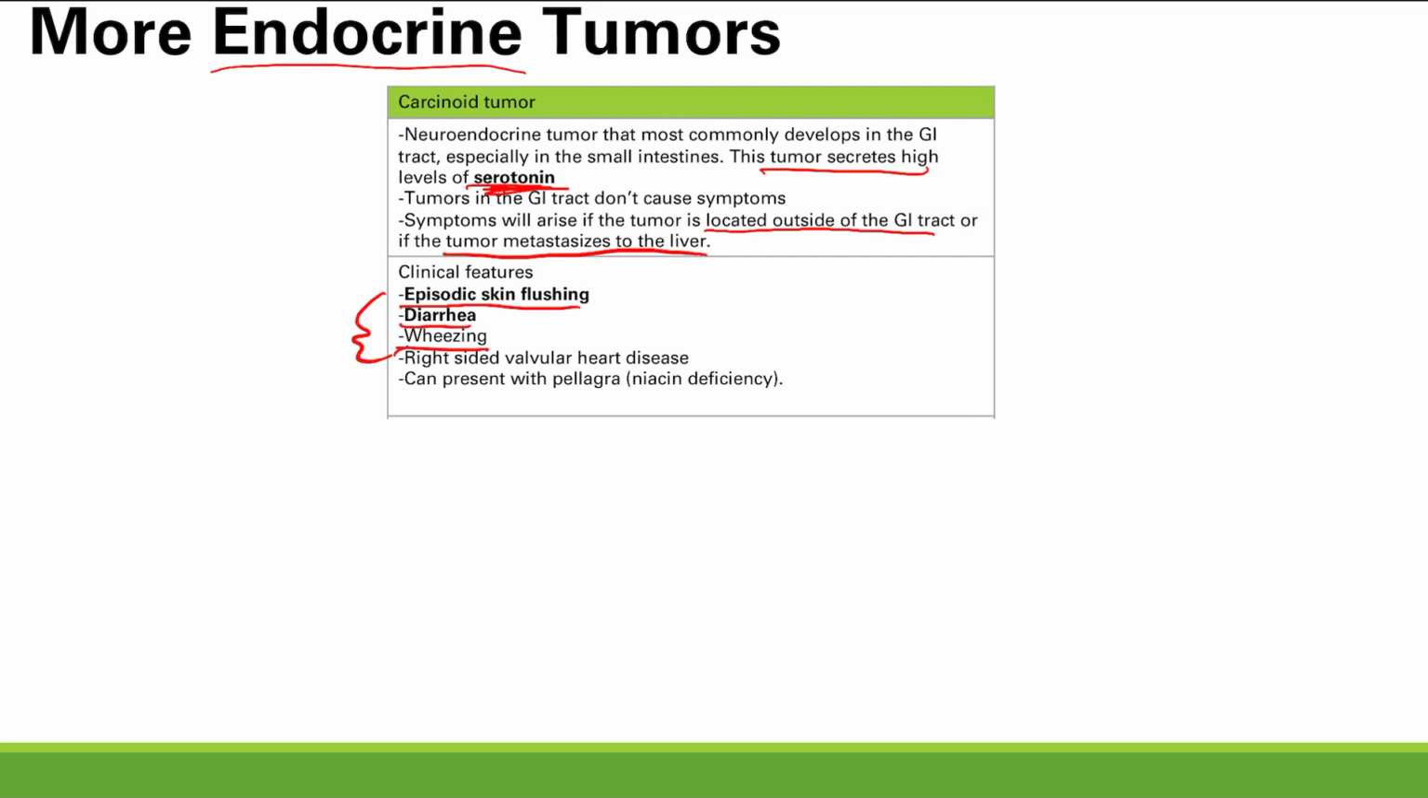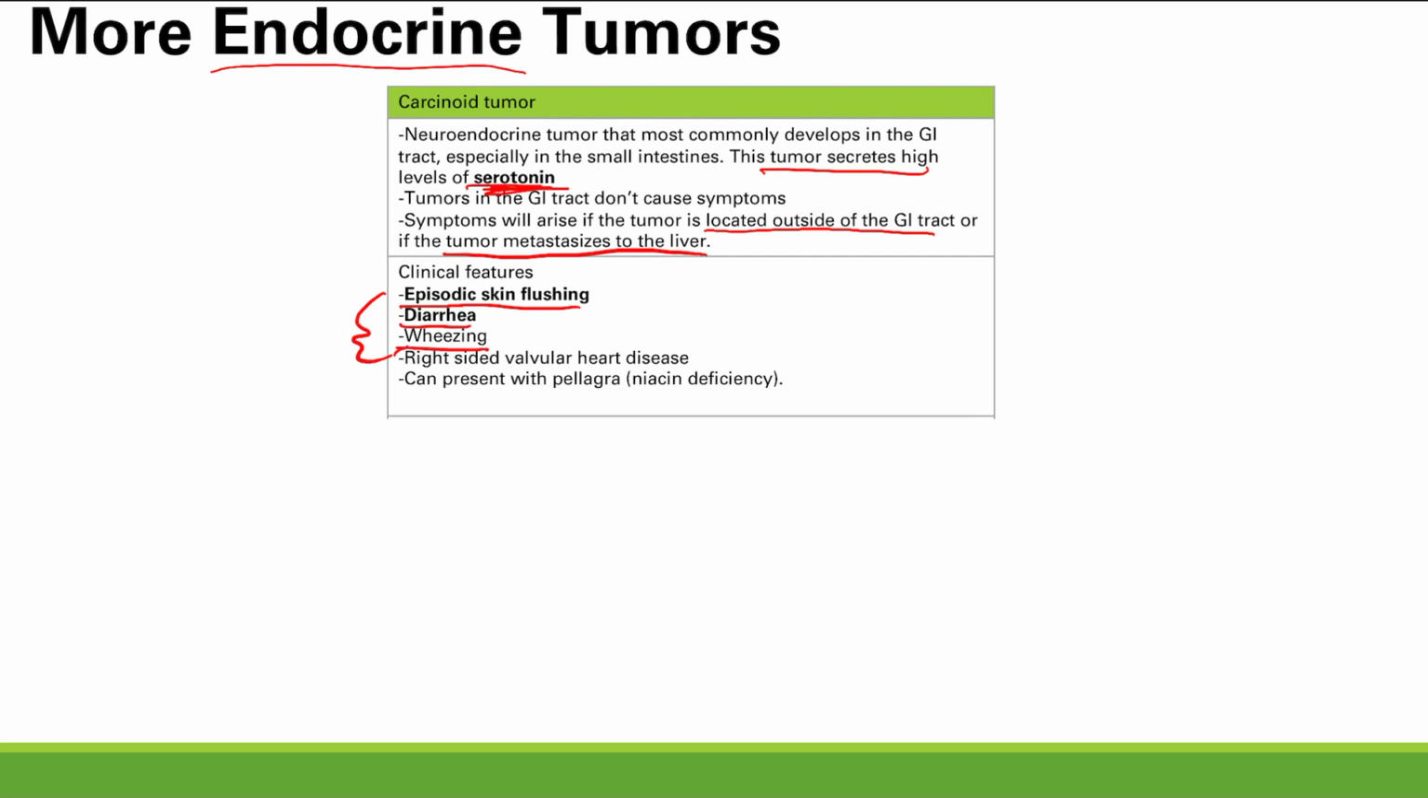Why is it right-sided and not left-sided? Well, first of all, what's the anatomy? Remember, we're dumping the stuff into the veins. Where are the veins going to go? Into the inferior vena cava, going to the right side of the heart. So you're going to get damage to the right side of the heart from all that serotonin. And then it goes from the right heart to the lungs, and the lungs happen to act like the liver, and they're going to break down the serotonin, so the left heart does not get affected.